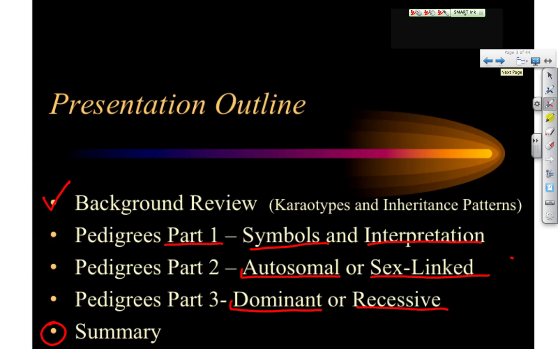I suggest that as we go through the presentation, you get out your journal, open to a clean page and label it pedigree notes, and then you can just watch the video and take some notes, and afterwards there'll be some practice applications. Here we go.